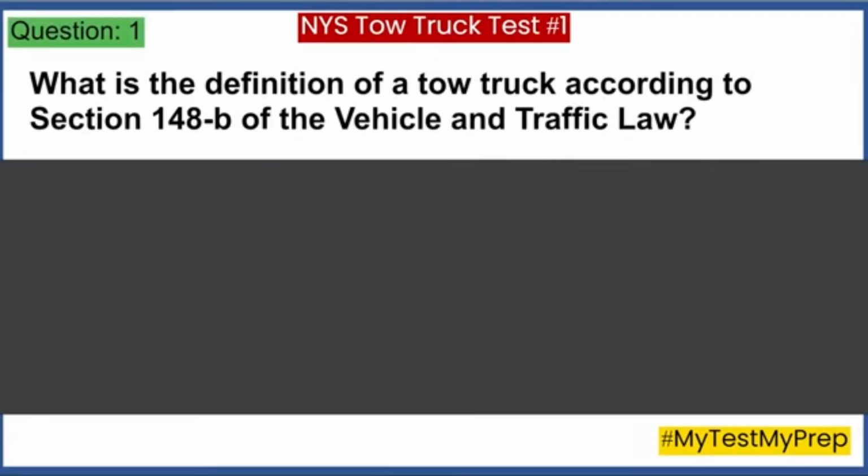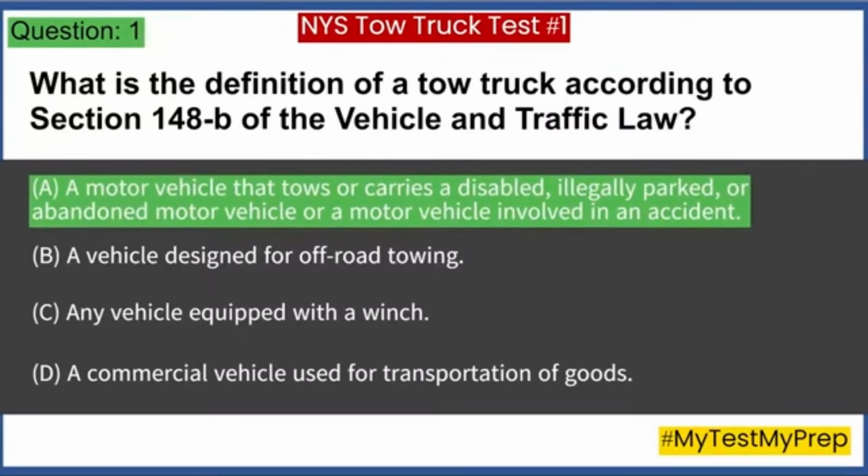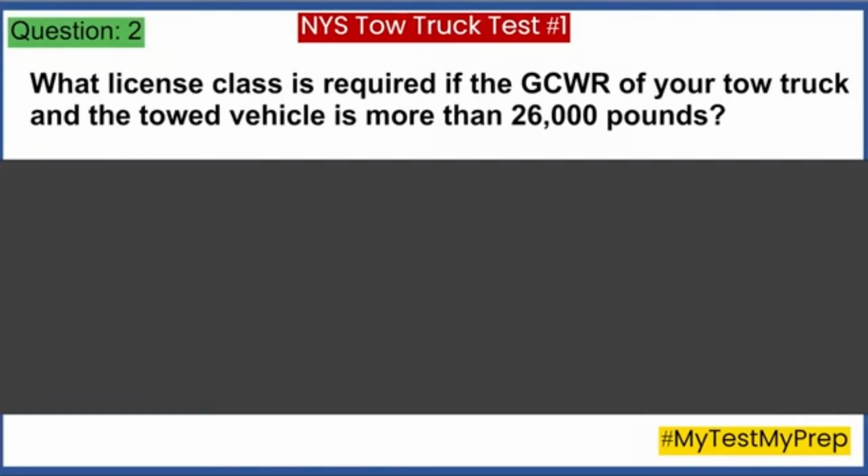What is the definition of a tow truck according to Section 148B of the Vehicle and Traffic Law? Answer: A motor vehicle that tows or carries a disabled, illegally parked, or abandoned motor vehicle or a motor vehicle involved in an accident. What license class is required if the GCWR of your tow truck and the towed vehicle is more than 26,000 pounds?